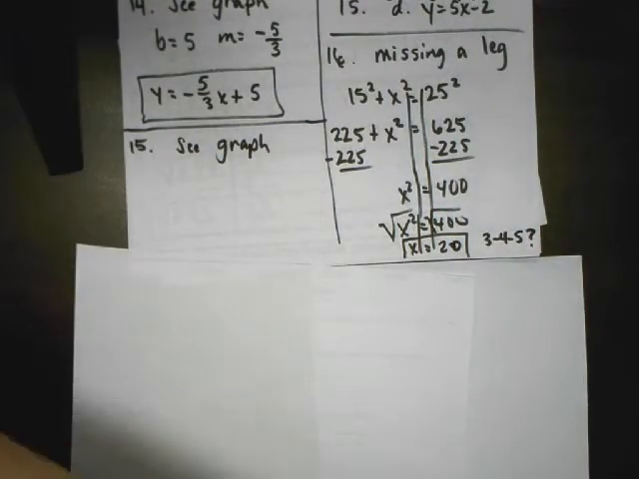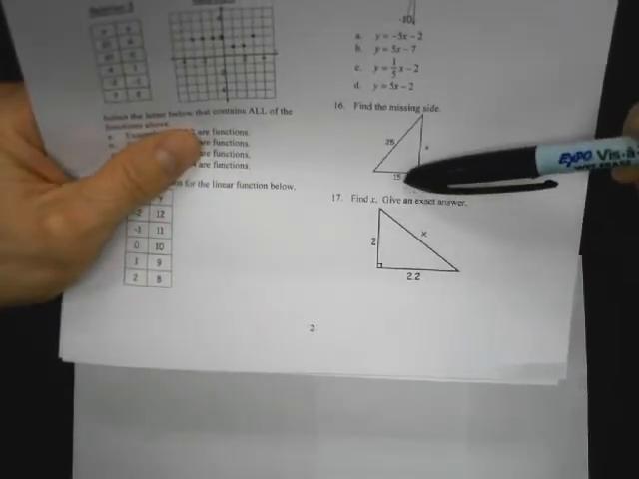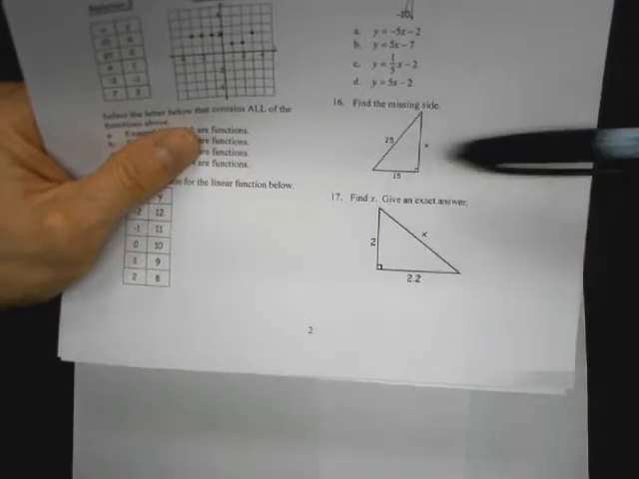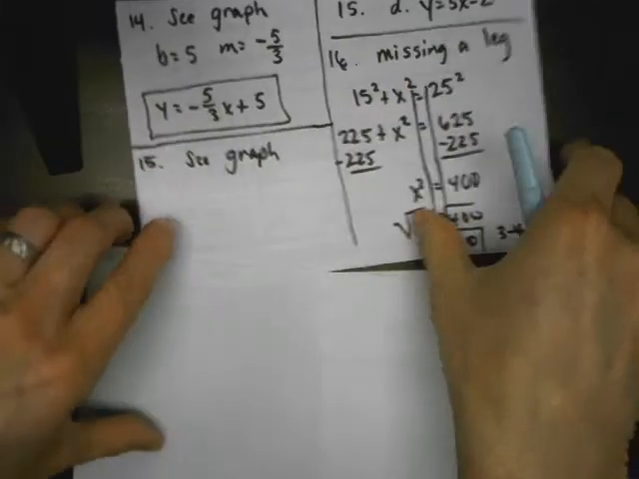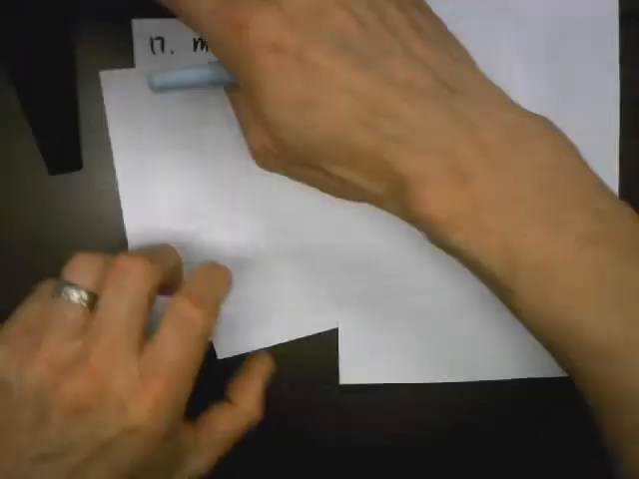Now, if I take a look at this, I see that this is actually a 3-4-5 because 3 times 5 is 15, and 5 times 5 is 15, so that had to be 4 times 5, or 20. It's another way to do it if you notice there's a 3, 4, 5. So we take a look at 17.